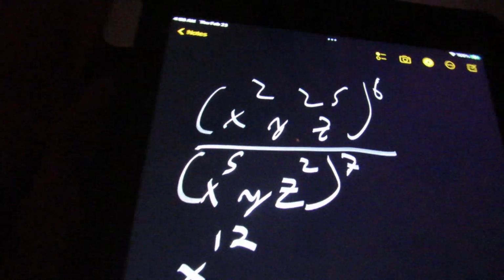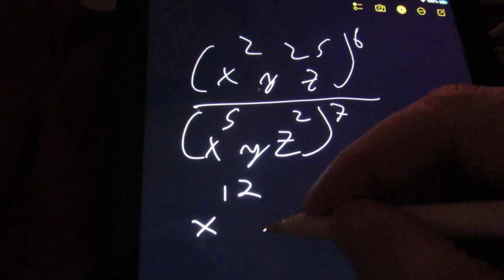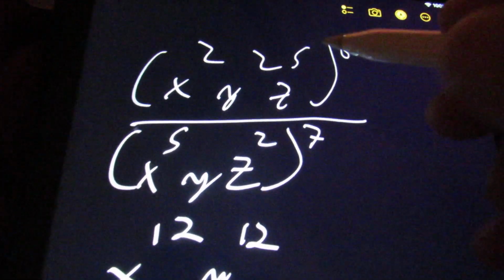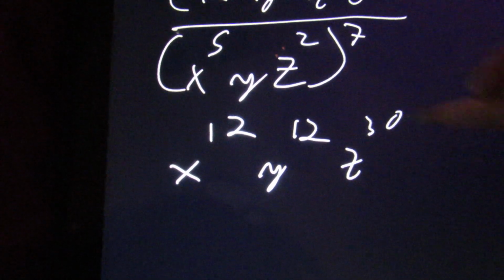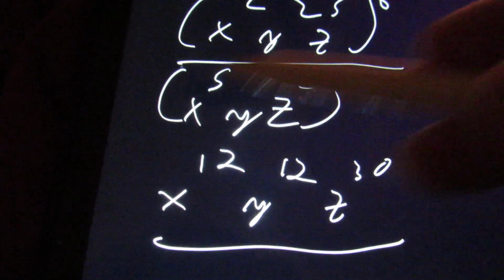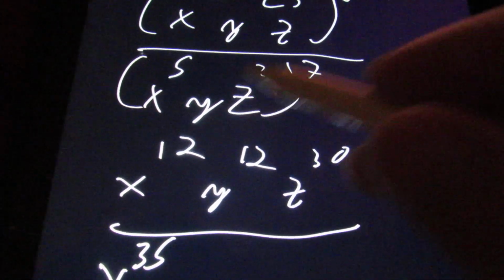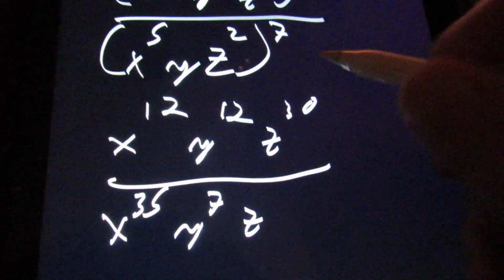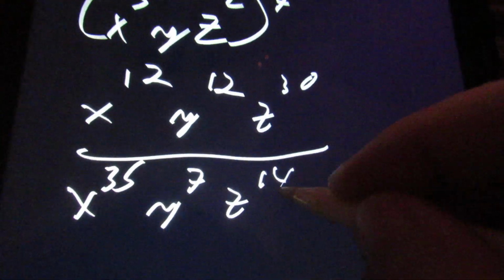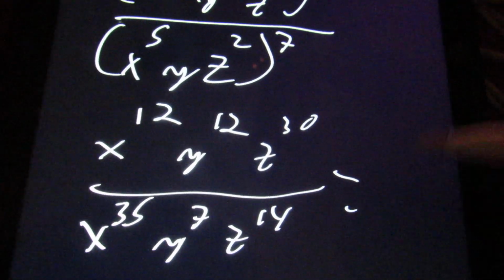Y to the 2 times 6 is y to the 12. Z to the 5 times 6 is z to the 30. All over x to the 5 times 7 is x to the 35. Y to the 1 times 7 is y to the 7. Z to the 2 times 7 is z to the 14. Okay, so now we can do the divisions.